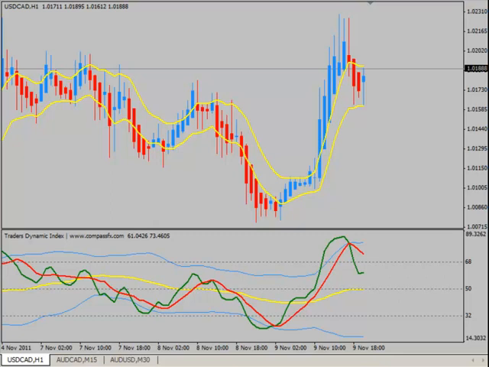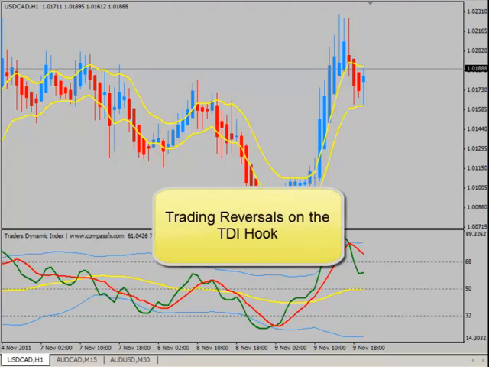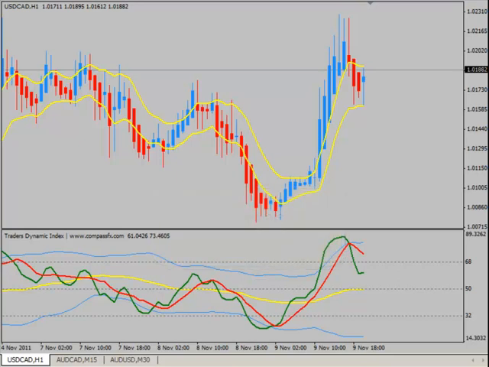Today I'm going to talk about something that is advanced for some traders and may not be the right fit, and that is catching reversals in the marketplace using the TDI. I often refer to this as the TDI hook in some of my advanced training, something that happens over and over in the marketplace. However, it can get you caught on the wrong side of the market if you're not paying attention to some other factors in the marketplace.